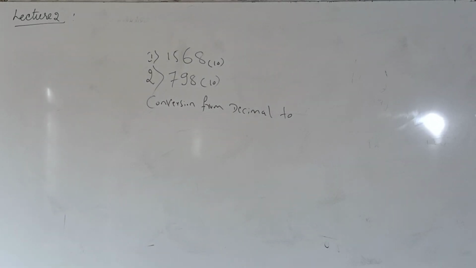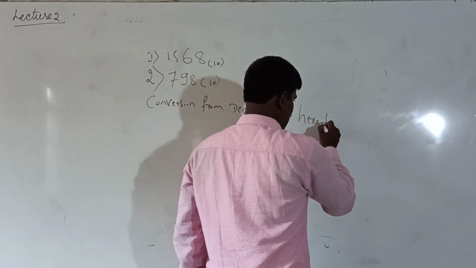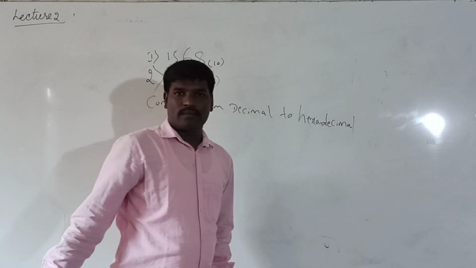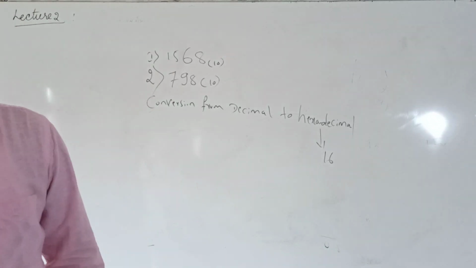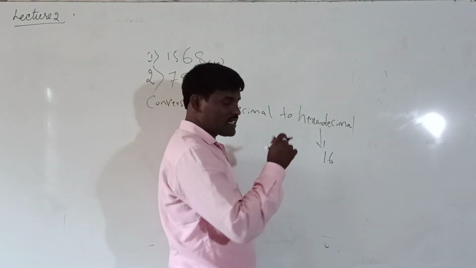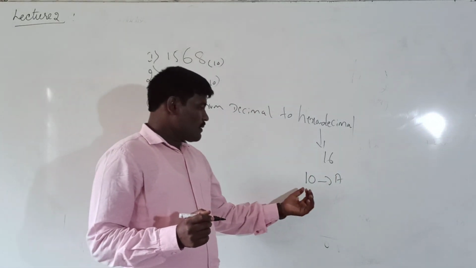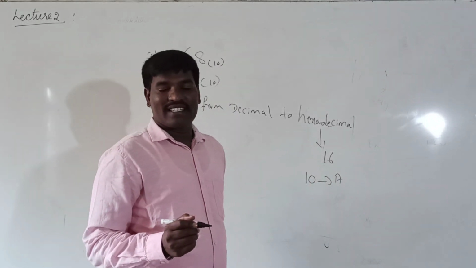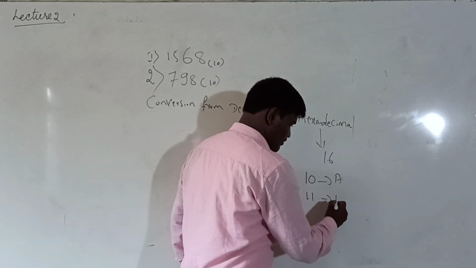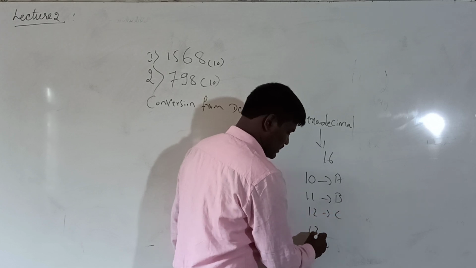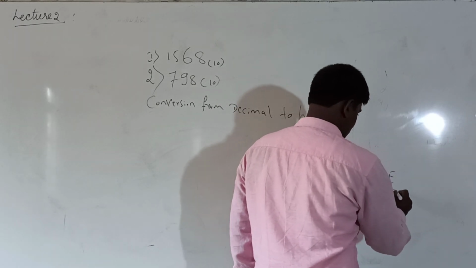Next one is conversion from decimal to hexadecimal. The base of the hexadecimal is 16. It consists of 0 to 15 digits, that is equivalent to 16. But in hexadecimal, A is equivalent to 10. It means that 10 can be represented as A only in the hexadecimal concept, not in the decimal. 11 is B, 12 is C, 13 is D, 14 is E, 15 is F.